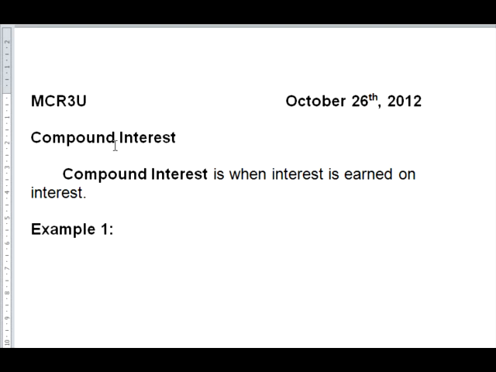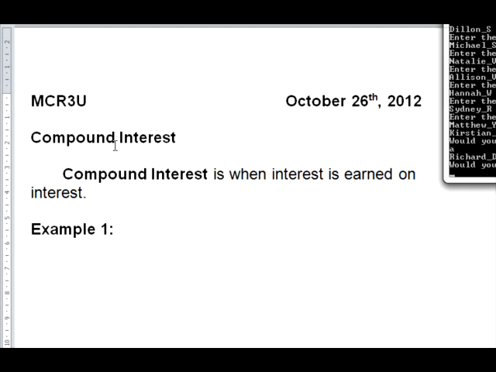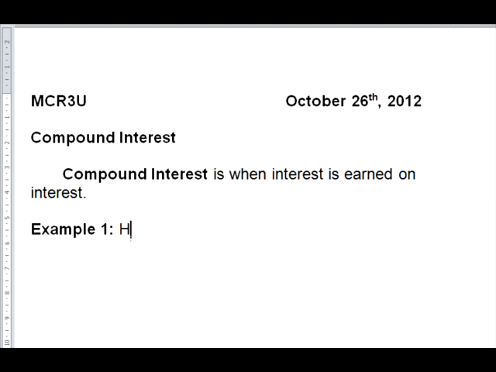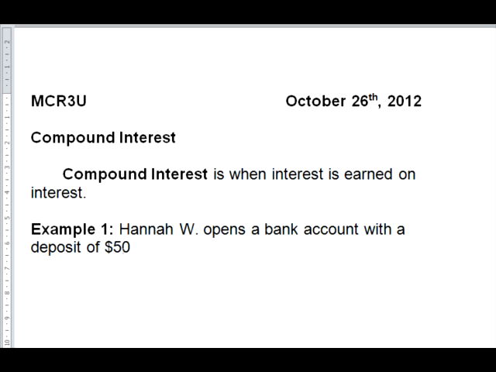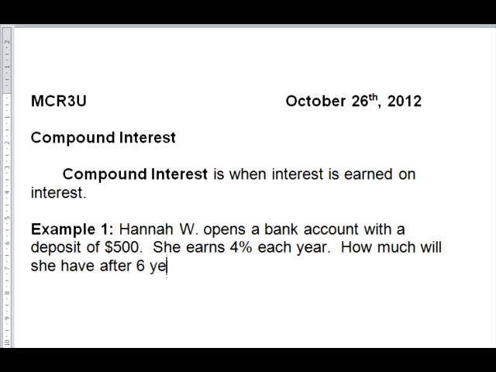So example 1 is going to say, I should pick a random person here for this, which is going to be Hannah. So we'll say Hannah W opens a bank account with a deposit of $500. She earns 4% each year. How much will she have after 6 years?